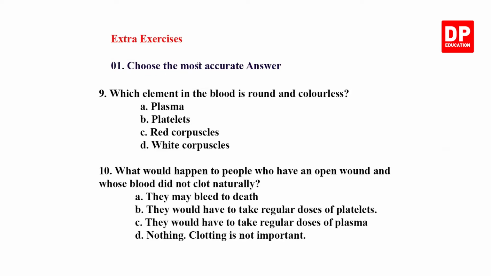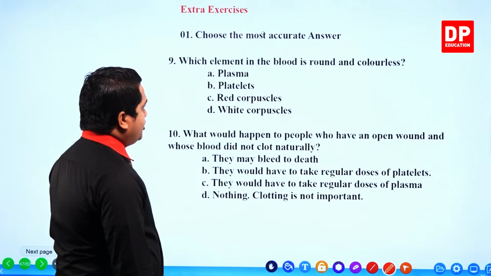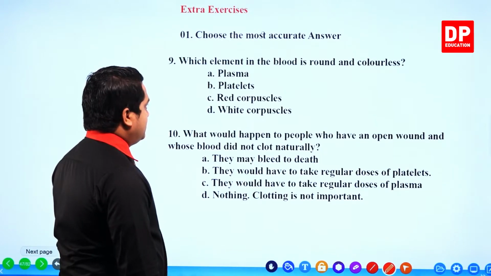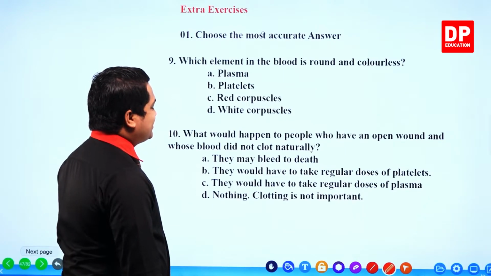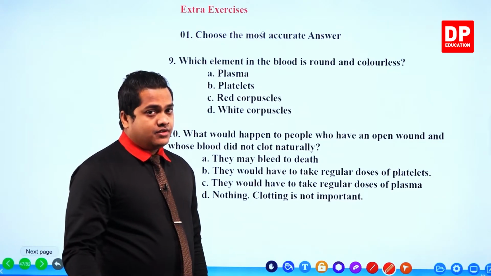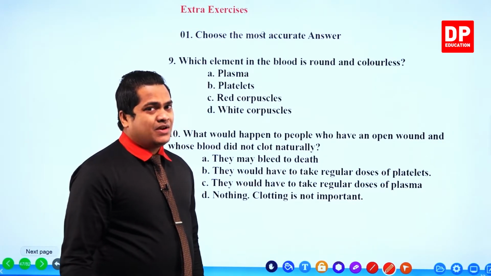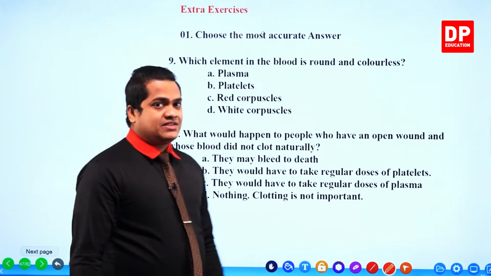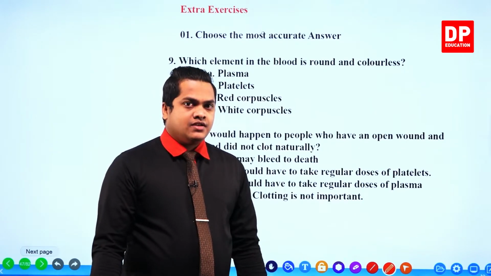Which element in the blood is round and colorless? Okay, it should be round and colorless. Plasma, you know that's the fluid. They are asking about the element. So plasma is the fluid or the liquid. Platelets, those things are cellular fragments. Right.